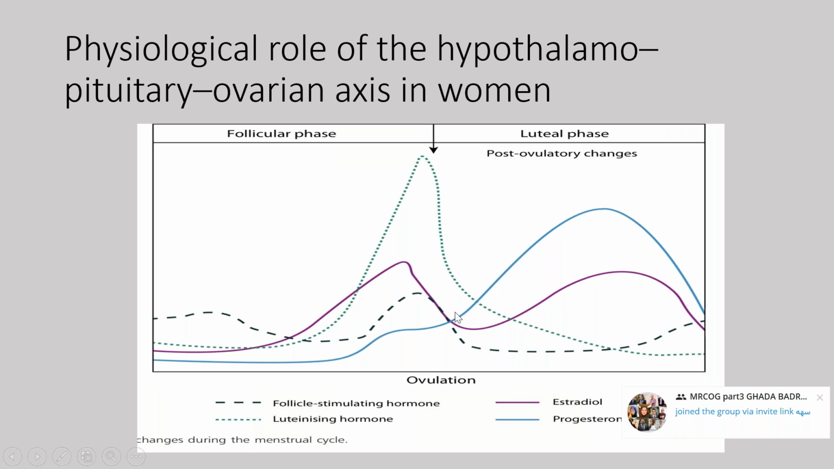Now the predominant hormone in the luteal phase is the LH, so LH and the progesterone. Under the effect of LH, the granulosa cells undergo differentiation to produce the lutein cells, and the progesterone is produced by those lutein cells. So this is how the normal hypothalamo-pituitary ovarian axis works in the women's menstrual cycle.